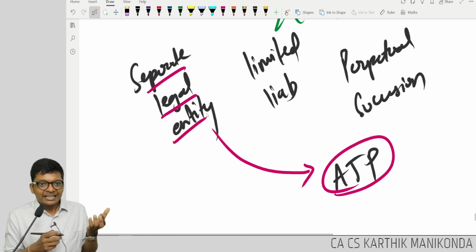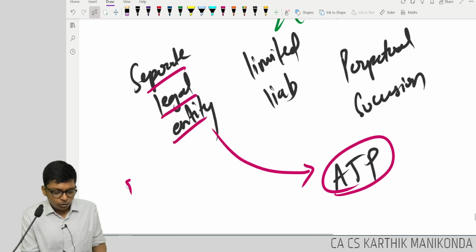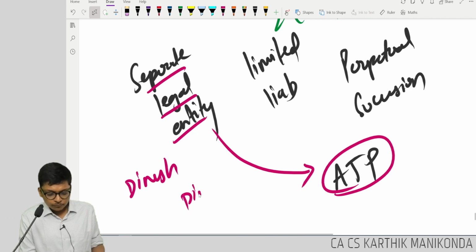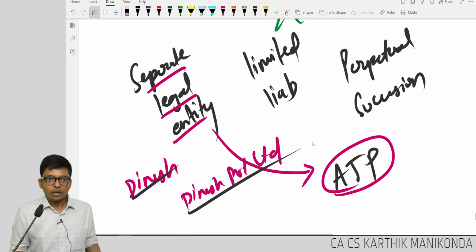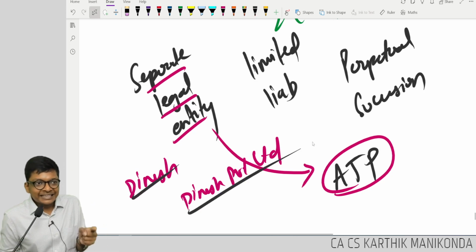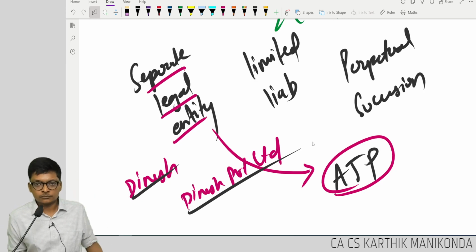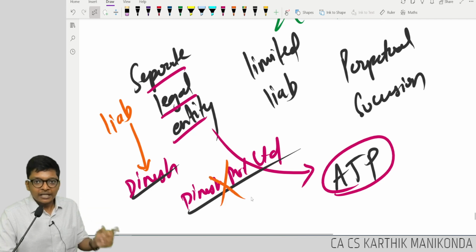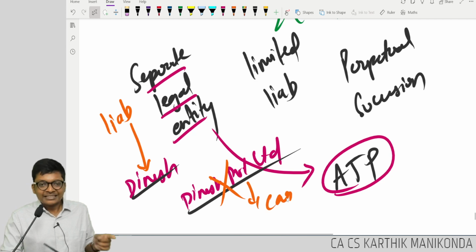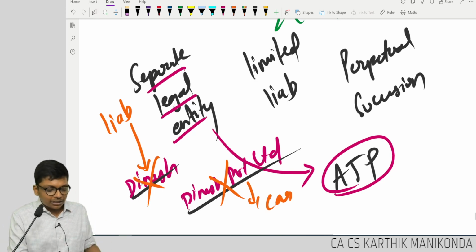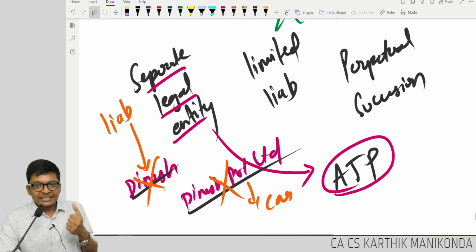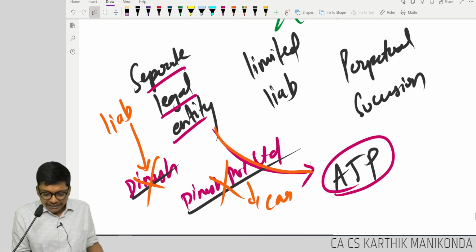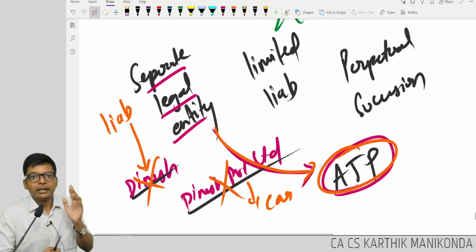Separate legal entity means the company is a separate entity. If I have 2 companies, Dinesh and Dinesh Private Limited, both are 2 entities. Dinesh is not Dinesh Private Limited. If Dinesh incurs a liability, it's a liability of Dinesh and not of Dinesh Private Limited. If Dinesh Private Limited buys a car, that car is Dinesh Private Limited's car and not the car of Dinesh. This is a separate legal entity. That only leads to artificial judicial person.